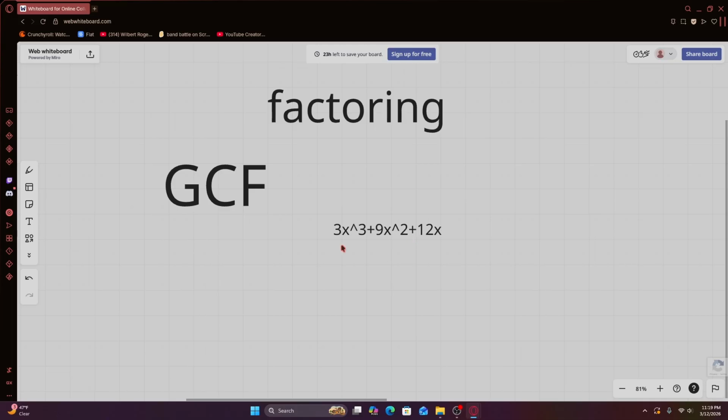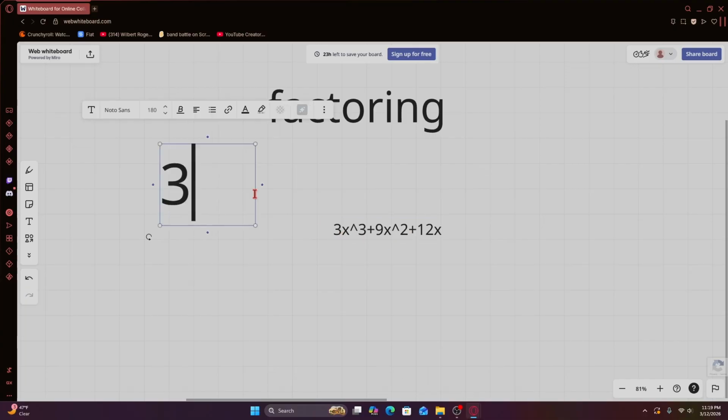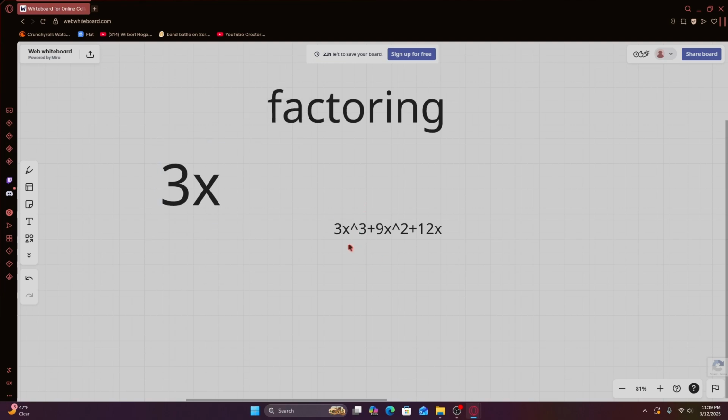So this is factoring by GCF. As you can see here, we have a trinomial. Now every term in this trinomial has an x, so we can guarantee that, and every term here is divisible by 3. So what's going to happen is our GCF will be equal to 3x. That is our greatest common factor. So we'll have an equation like this, where we multiply our greatest common factor times all of our terms divided by the greatest common factor.